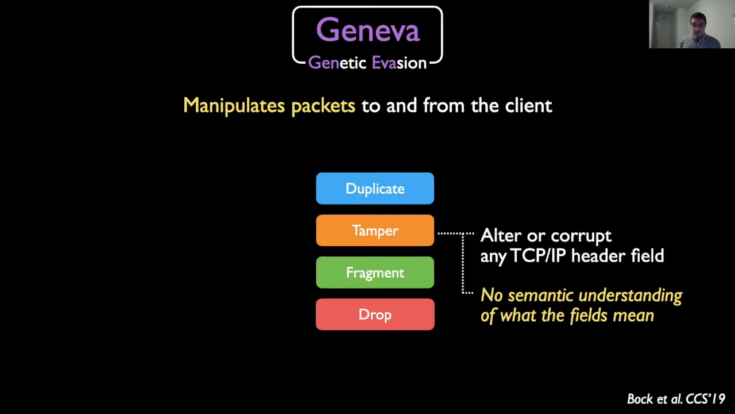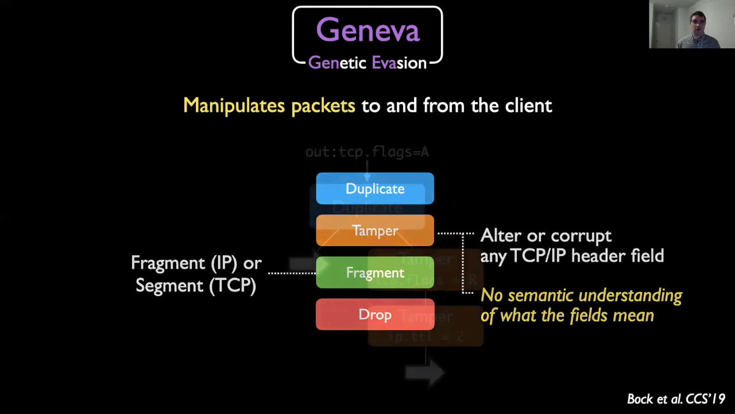there's a field, flags, for example, that it can change. But it has no semantic understanding of what these fields mean. It sees that it can change a flags field, but it doesn't know that changing it to a SYN means the start of a connection. The second thing to call out is fragment. Fragment does a bit of double duty here. At the IP layer, fragment performs fragmentation. At the TCP layer, it performs segmentation. So we manipulate packets in and out, and we can compose these actions together for broader things.